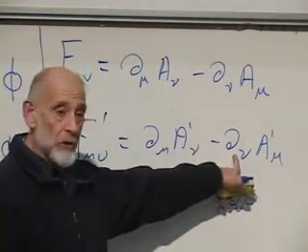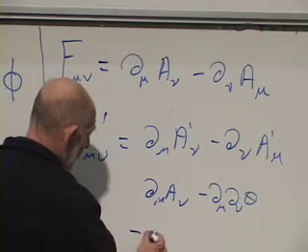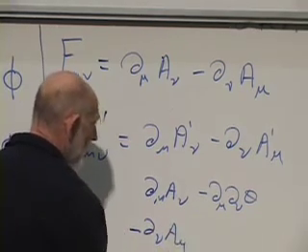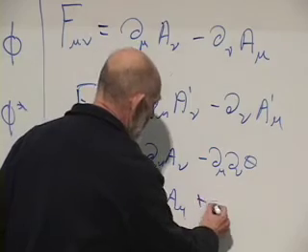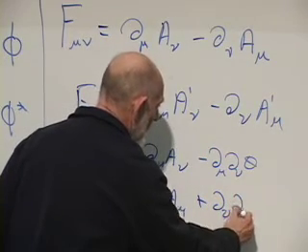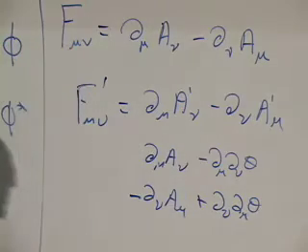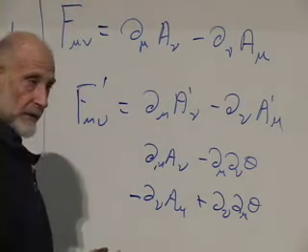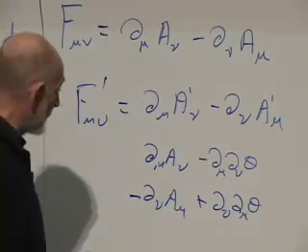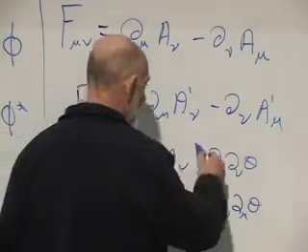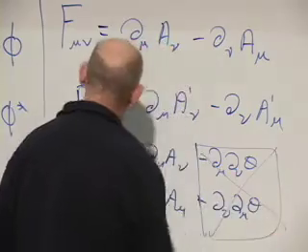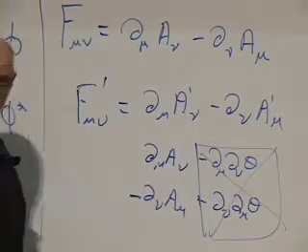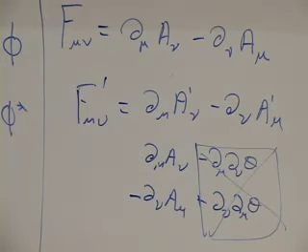What's going to happen when I put this term in? It's going to subtract derivative nu of A mu, and then it's going to add plus d nu d mu of theta. Okay, but d mu d nu theta is the same as d nu d mu theta. It doesn't matter which order you differentiate in. This is just the fact that the order of differentiation, partial differentiation, is immaterial. And so this cancels. And what do we find? We find that F prime is the same as F. This is F. So the electromagnetic field tensor is gauge invariant.